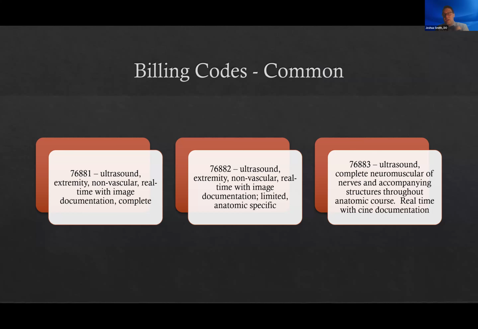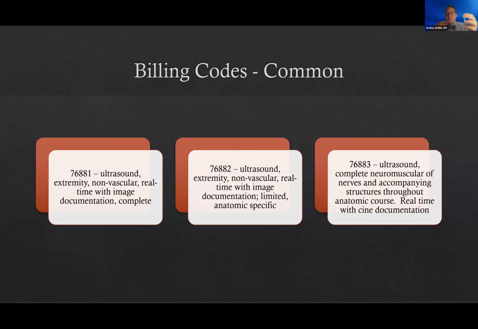Versus 76883, you will say, "I performed a complete neuromuscular ultrasound of the left ulnar nerve, following it through its neuroanatomical course in the left upper extremity from the wrist all the way into the axilla, and I used still images and cine images for analysis." And then you expound upon your findings.